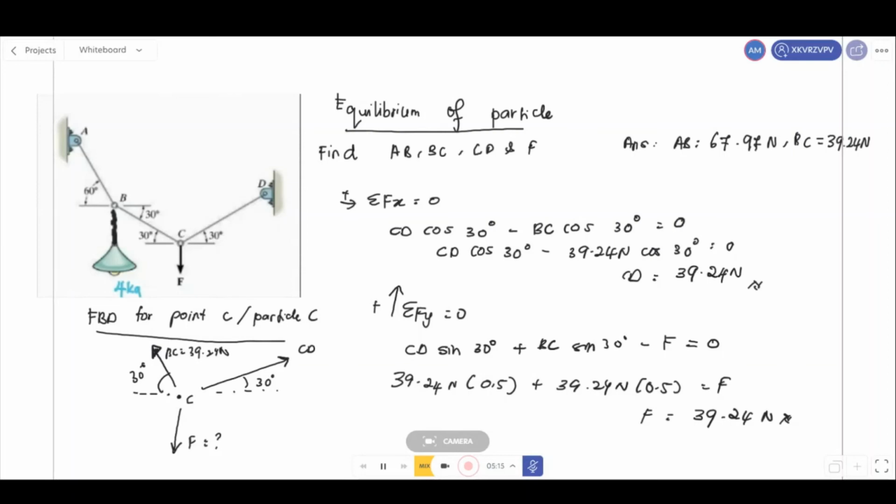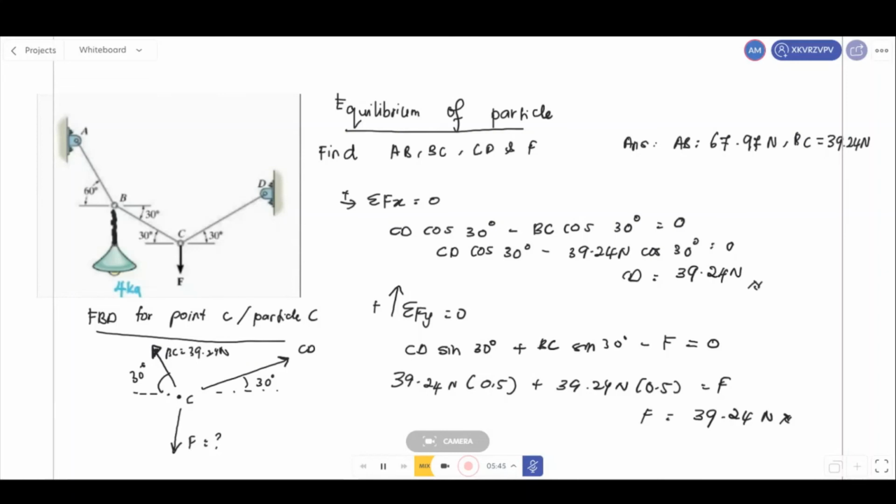So we have finished finding the force at A, B, the magnitude of AB, BC, CD, and also F by using the rectangular component. The next one, I'm going to show you how we find CD and F by using the force triangle.